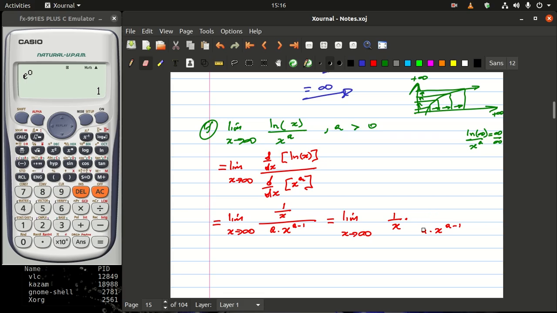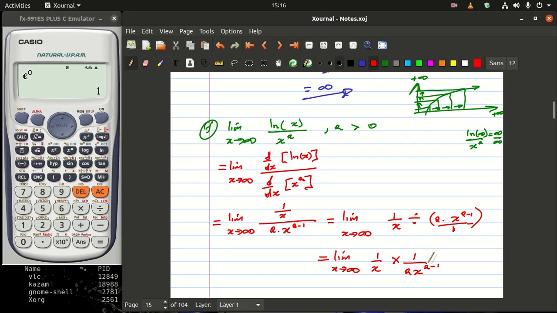Or if you don't want to see it like that, you may be wondering how did we end up with something like that? This one here is actually a division. So we are actually having 1 over x divided by a times x raised to a minus 1. When you are dividing by a fraction, what you usually do is interchange the numerator and denominator. So I'm changing this division to multiplication, so the denominator becomes a numerator and the numerator becomes a denominator.